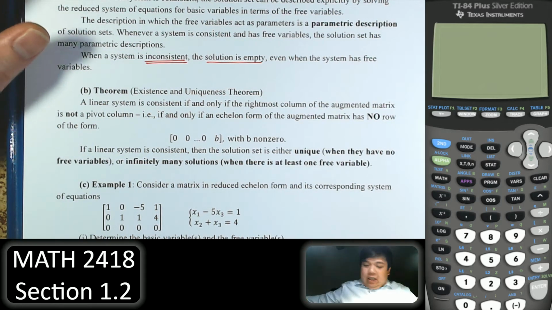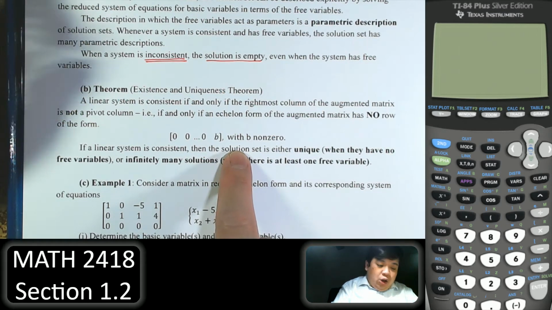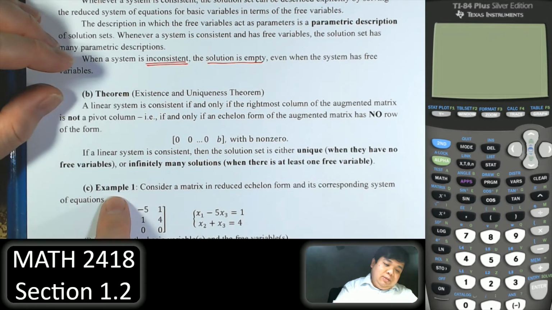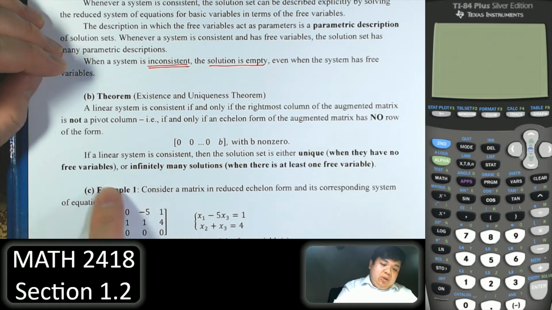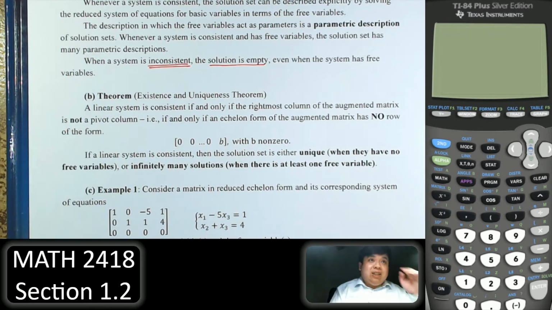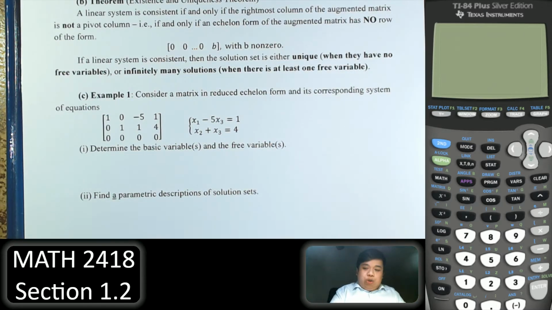So pretty much if we have a row like this, it has no solution. If a linear system is consistent, then it's either unique or infinitely many. Well, we talk about that. Right. Now, how do we write the solution?